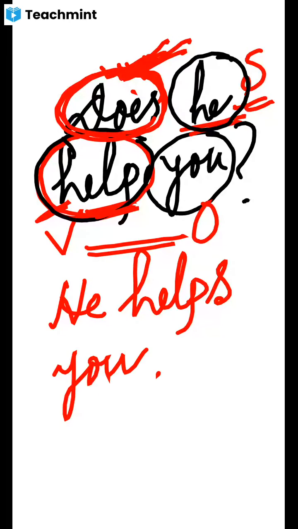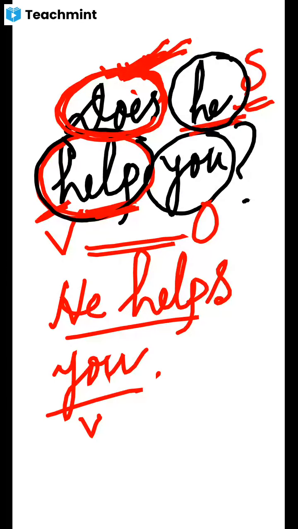See, this one you have to do in rough. I told you before also, as you do rough work in mathematics, similarly sometimes you have to do rough work in grammar also. So therefore, he helps you. Now if you change it, it becomes very easy for you. He helps you. So you will come first, you.